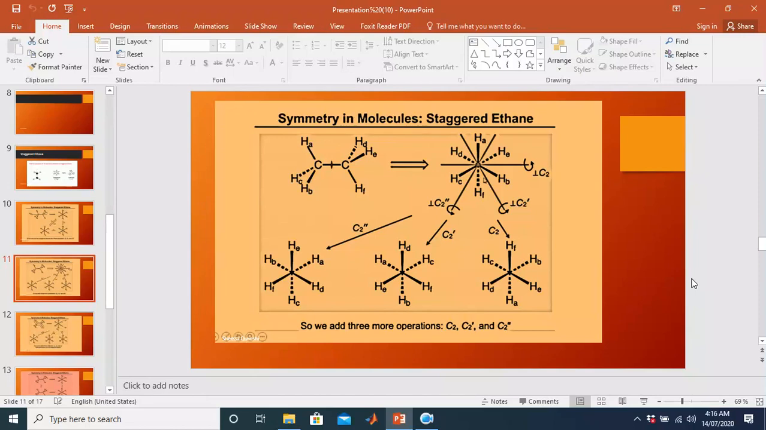When operation C2 dash is applied, the backward atoms will change their position and appear as upward atoms. When operation C2 double dash is applied, its results are the same as C2 dash, but the position of atoms has changed. So far we have studied E, C3, C3 squared, C2, C2 dash and C2 double dash.